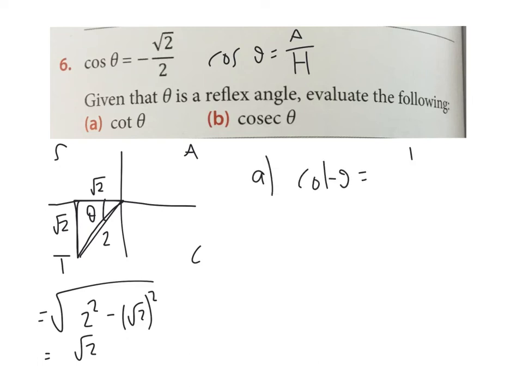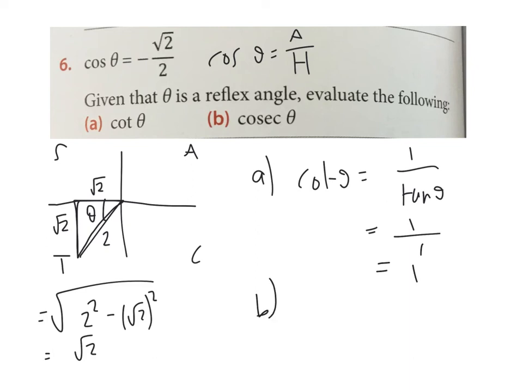We have to work out the value of A, cot theta. Cot theta is 1 over tan theta, and tan theta is the opposite root 2 over the adjacent root 2, which is 1. So cot theta will also be 1.